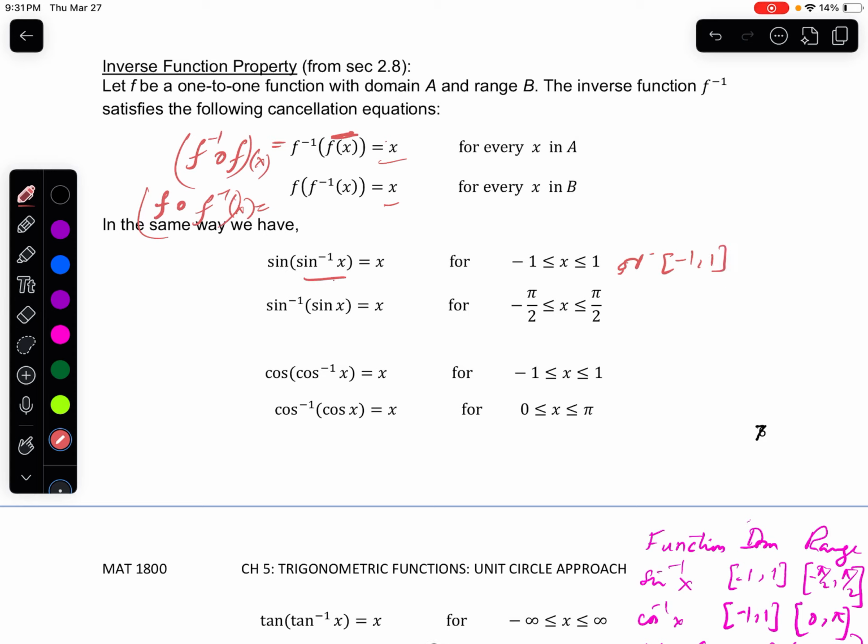Or x is in negative 1 to 1. And if we have sine inverse of sine of x, it will be equal to x if the x is in the domain of sine x. Now remember, we are talking about the restricted domain. So what was the restricted domain? Negative pi over 2 to pi over 2. And then similarly, we have this inverse function property for cosine and cosine inverse, and then for tangent and tangent inverse.